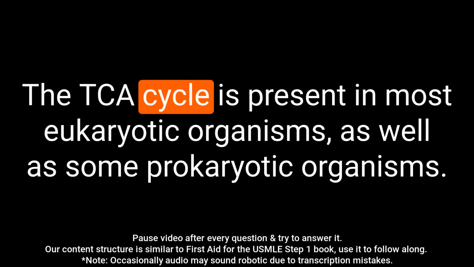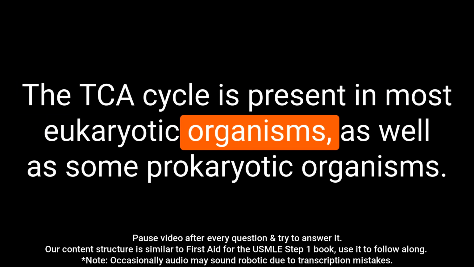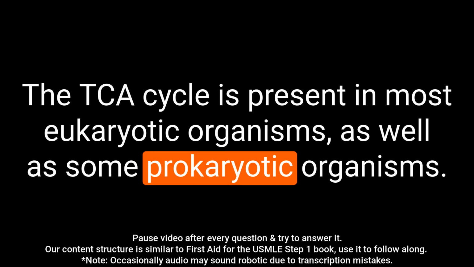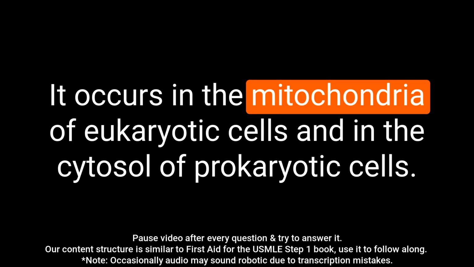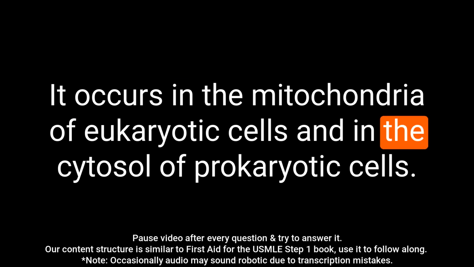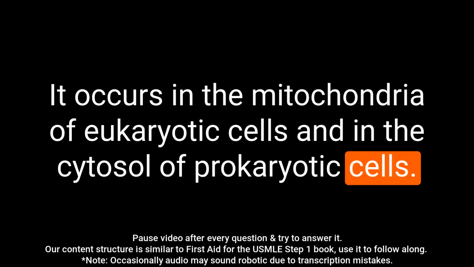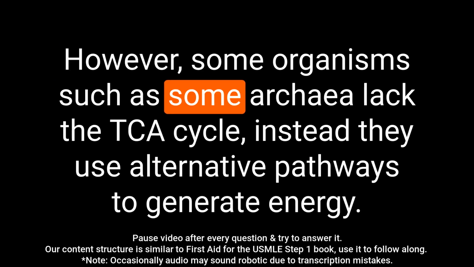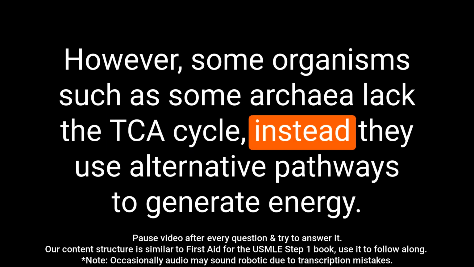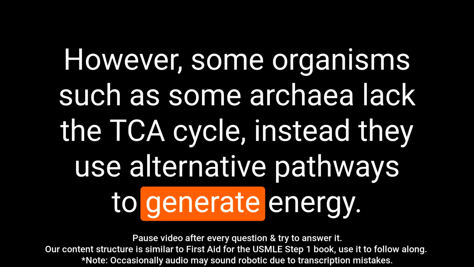Answer: the TCA cycle is present in most eukaryotic organisms, as well as some prokaryotic organisms. It occurs in the mitochondria of eukaryotic cells and in the cytosol of prokaryotic cells. However, some organisms, such as some archaea, lack the TCA cycle. Instead, they use alternative pathways to generate energy.